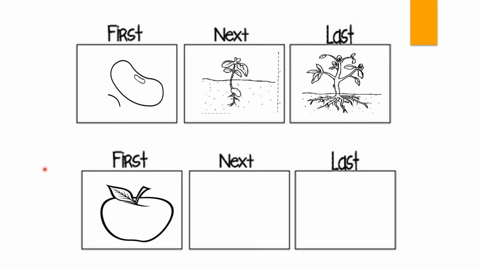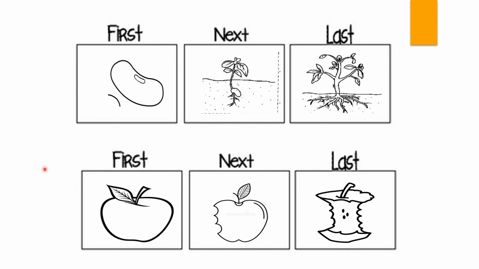Now, let's draw another sequence. Apple. The apple is complete first. Next, we took a bite. And last, we finished the apple. Very good.